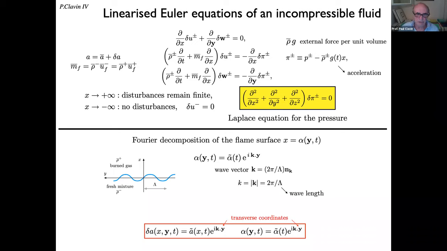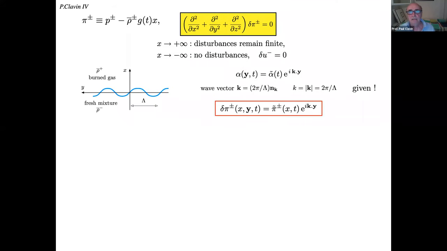The problem is to find the evolution of this amplitude. Any field, any linear field depending on x, y, and t, is expressed in the same form, but now the amplitude depends on the normal coordinate x. This is the difference between the expression of the front and the expression of a flow field, and y is the transverse coordinate. Good. So this is written again here.